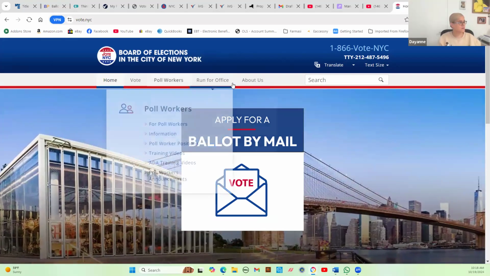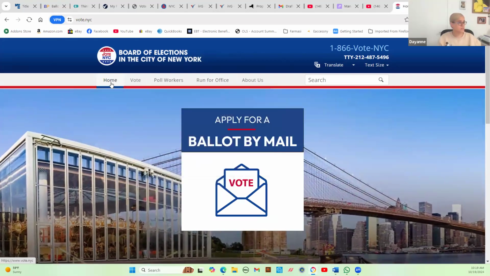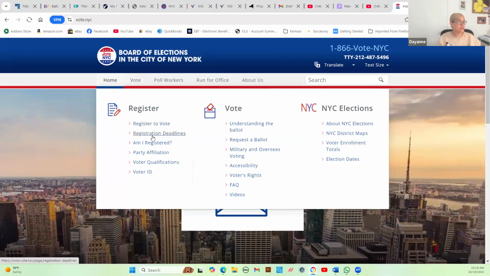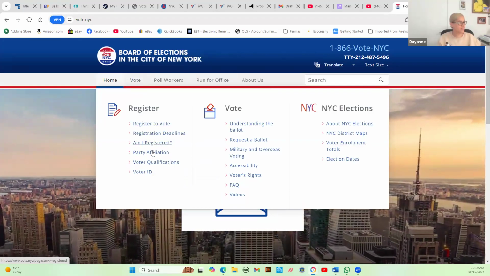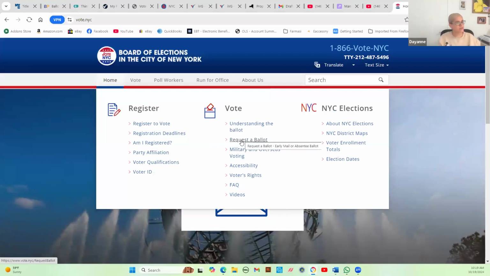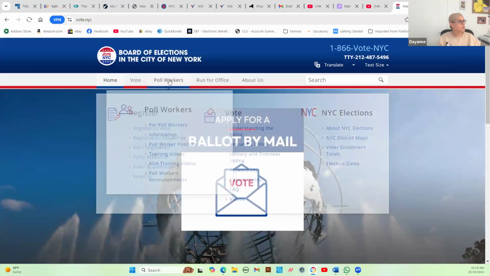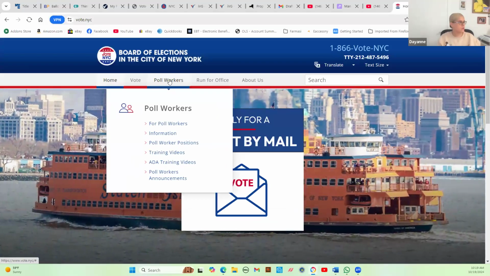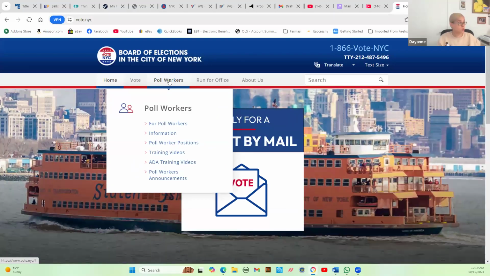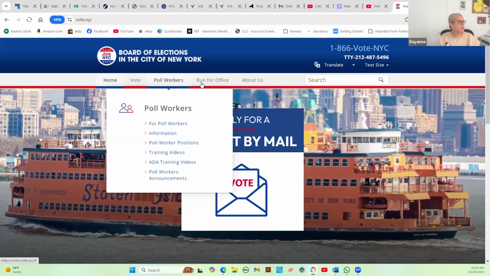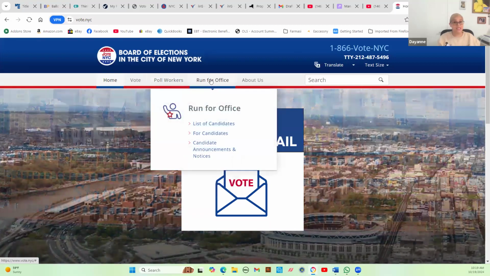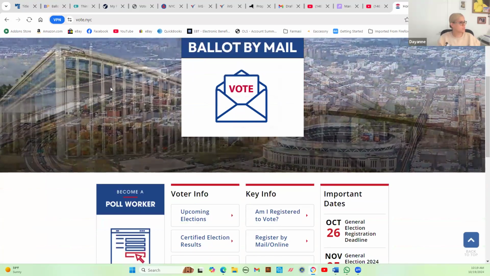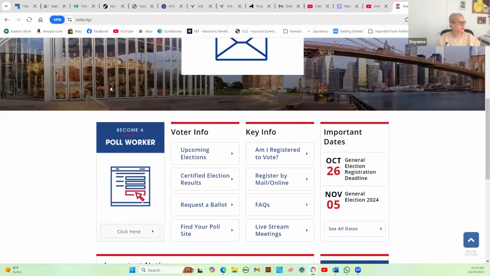Okay, and you're going to see these tabs here, these options. So this is the home page, vote, register to vote, registration deadlines, am I registered, affiliations, understanding the ballot, request a ballot, etc. Poll workers, this is for those that are training or are going to be working for the polls that day. This is specifically for them. And the list of candidates that are running for office. All right, so let's scroll down quickly. I just want to show you what the page looks like.